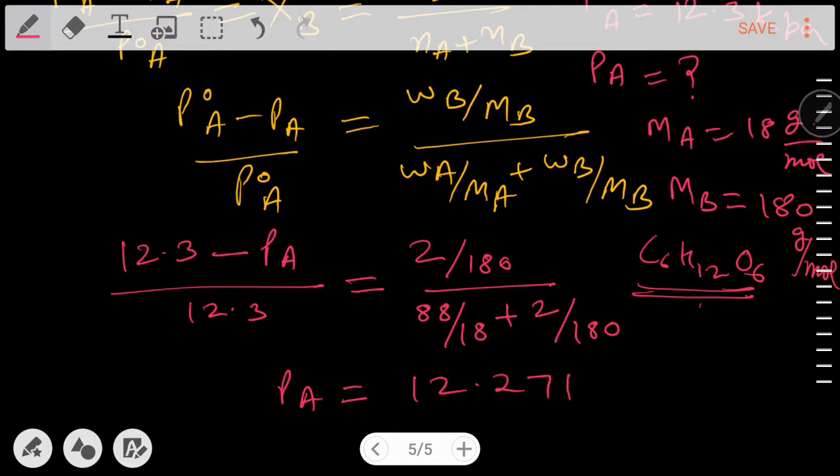12.271 kilopascal. I have already told you, if P naught A is taken in kilopascal, then PA will also be in kilopascal. So in this way you will solve it.